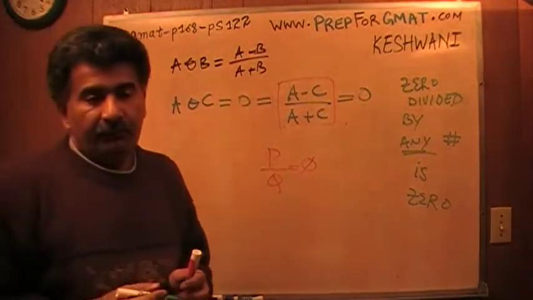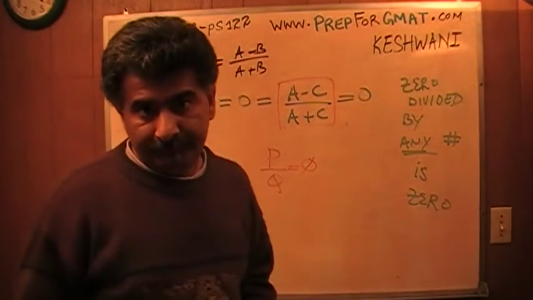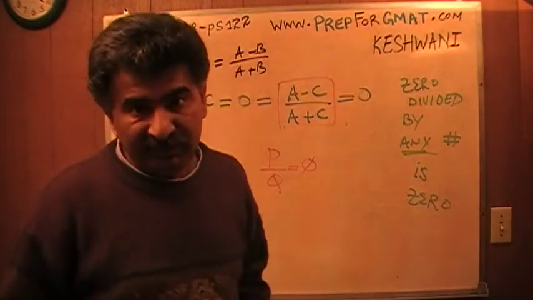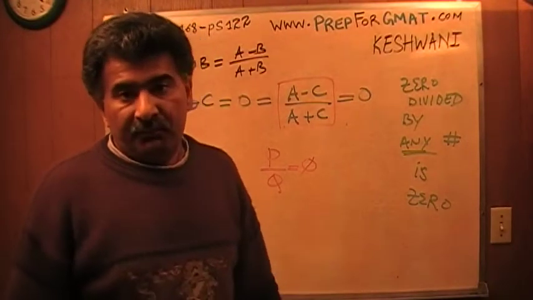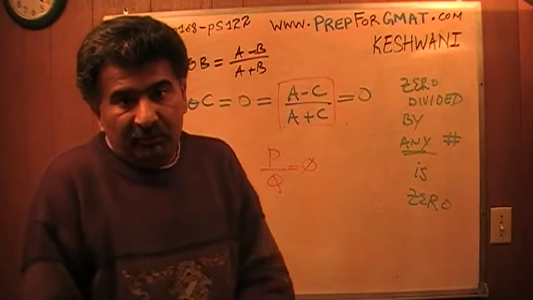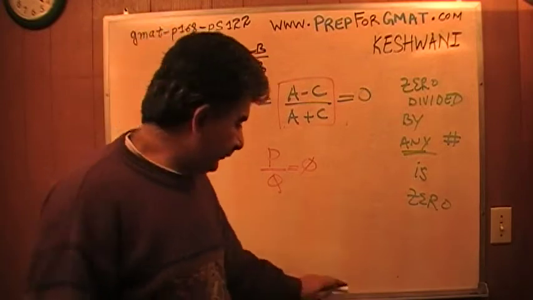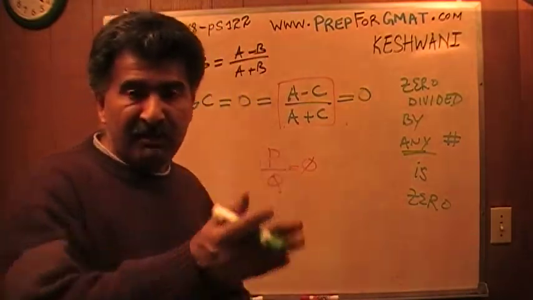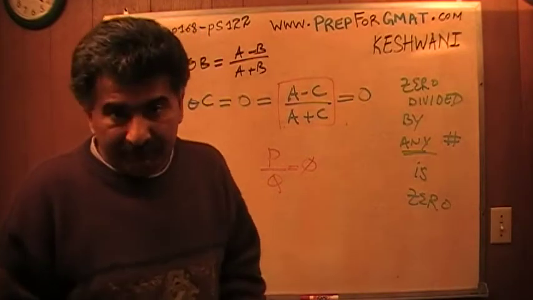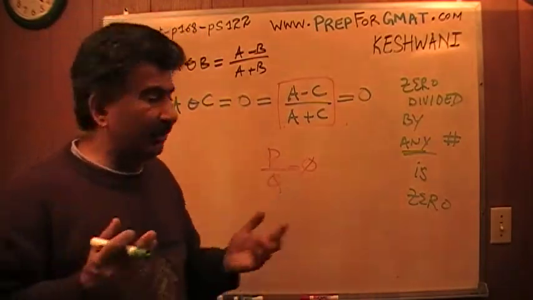Which makes sense, of course. Because if I have no pizza at all, and I go around cutting that pizza into 16 slices, what do I have? Still I have nothing, because it was an imaginary pizza. So if I have nothing, and I chop it up into 50 pieces, I still have nothing. Of course, 0 divided by anything is 0.